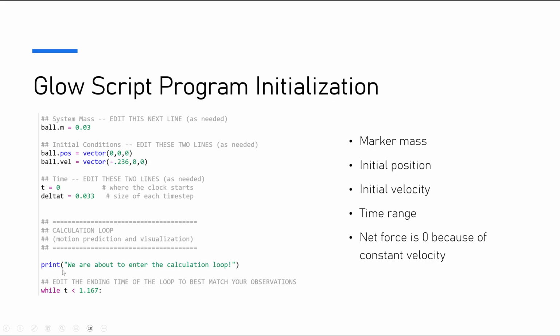This was our GlowScript program initialization. So we had the marker mass, which was 0.03, the initial position, which was 0, 0, 0, the initial velocity, which was negative 0.236 in the x direction, then 0 and 0 for y and z. And then the time range, which was from 0, and the delta t was 0.00033. And then the net force was 0 because it was a constant velocity.